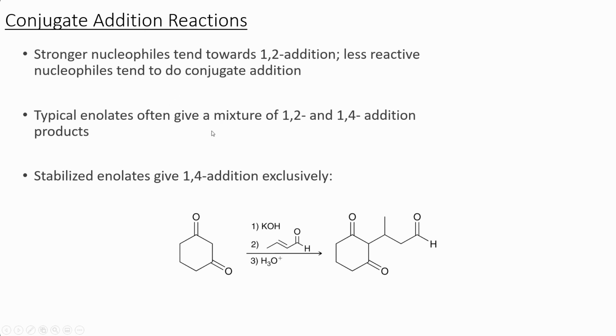Often enolates will give a mixture of 1,2 and 1,4 addition products. However, a stabilized enolate will give 1,4 addition products exclusively. So you can see here we have an enolate that's going to form from 2 ketones, so this will be a very stable enolate, and we've talked about this before. But then, when it attacks the conjugated aldehyde, it's going to only do 1,4 addition and attack at this position.